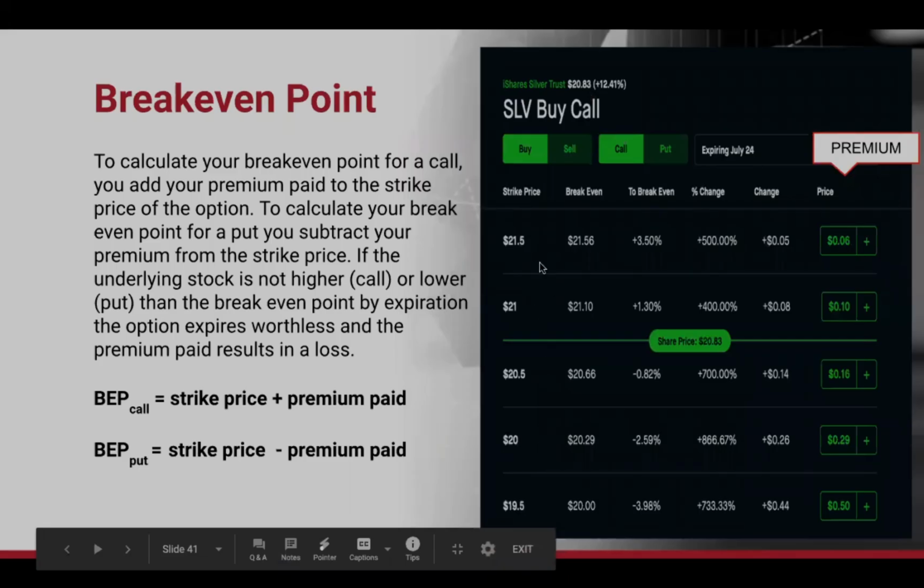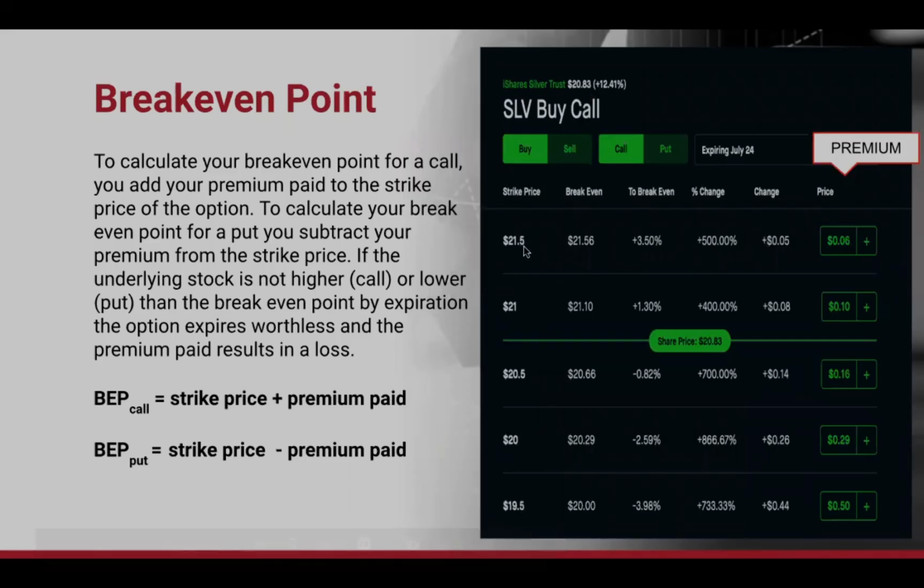This strike says, look, if I buy the 20, think about this, we're at $20.83 right now. So that means if you pick this strike, silver has to be higher by that date. So on the 24th, if silver isn't higher than $21.50 plus your premium, which is $21.56, you're going to lose $6. That's the most that you can lose on a call or a put. Not more than that. You can lose 100% of your investment, but that's the most that you can lose.